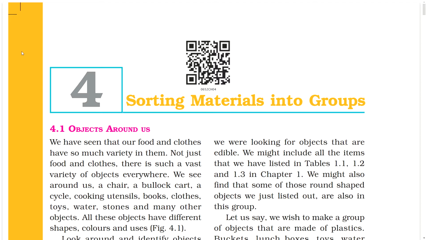4. Sorting materials into groups. 4.1 Objects around us. We have seen that our food and clothes have so much variety in them. Not just food and clothes, there is such a vast variety of objects everywhere. We see around us a chair, a blackboard, a cycle, cooking utensils, books, clothes, toys, water, stones, and many other objects. All these objects have different shapes, colors, and uses.